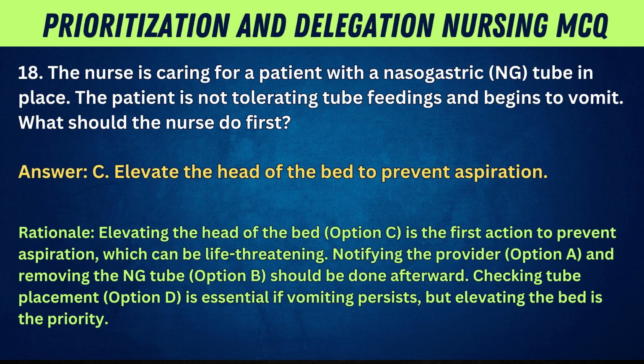Rationale. Elevating the head of the bed, option C, is the first action to prevent aspiration, which can be life-threatening. Notifying the provider, option A, and removing the NG tube, option B, should be done afterward. Checking tube placement, option D, is essential if vomiting persists, but elevating the bed is the priority.